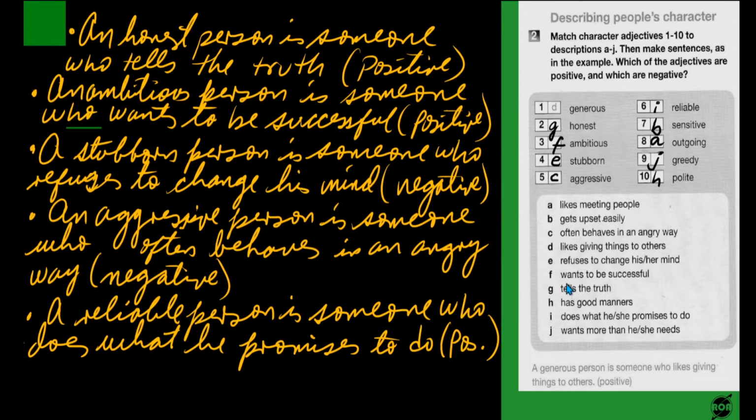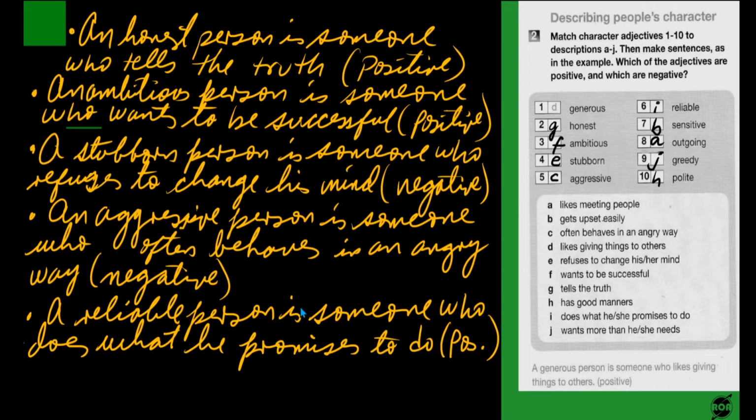For ambitious is a person that wants to be successful. Stubborn, it's a person that refuses to change his or her mind. Aggressive, it's a person that often behaves in an angry way. And reliable, it's a person that does what he or she promises to do. It's a person you can trust. Sensitive is a person that gets upset easily. And outgoing, it's a person that likes meeting people. Greedy, it's a person who wants more than what he or she needs. And polite, it's a person that has good manners.